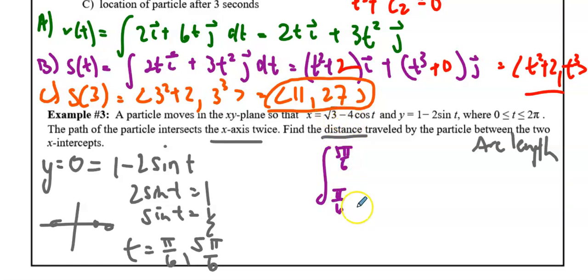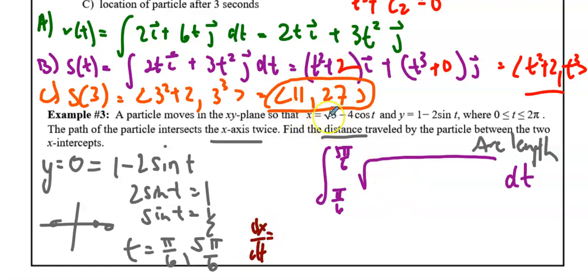So one of the next things we have to do is we have to do square root with our dt, and so we have to find the derivative of x, and we have to find the derivative of y. We've done this in a previous lesson. So dx dt is what we're going to put in right here. Well, the derivative of the square root of 3 is just going to be 0. So we're going to take the derivative of negative 4 cosine of t, which is going to give us 4 sine of t. And so we're going to plug this in as 4 sine of t quantity squared.